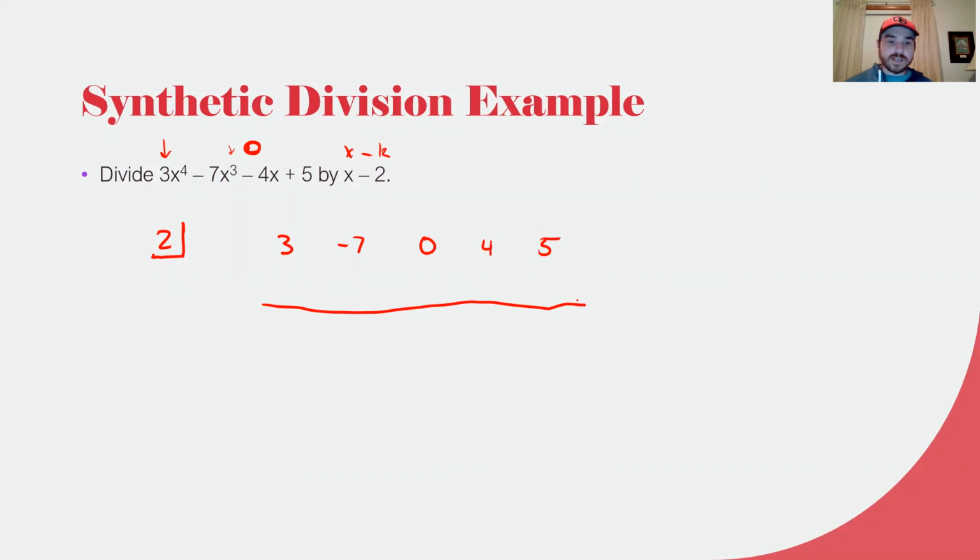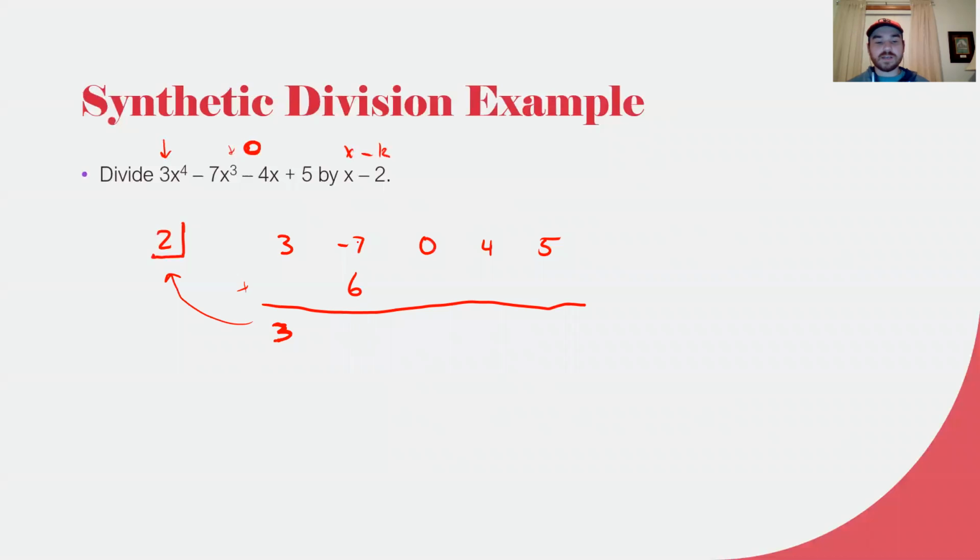Then we're going to leave room for a second row. That's going to go here. We don't do anything on this first one. We just bring down the 3. Okay, so that step is pretty easy. Now we need to take our row 3, multiply it by our k value, which is 2, and put that in row 2. So we have 6. Then we need to add. So all of these are going to be added.